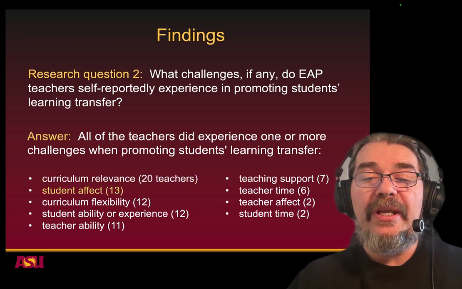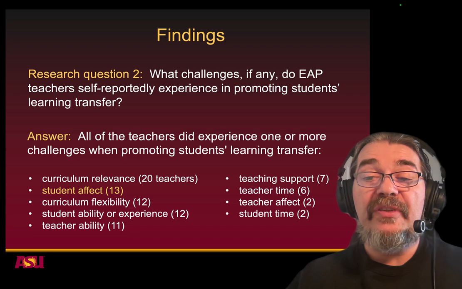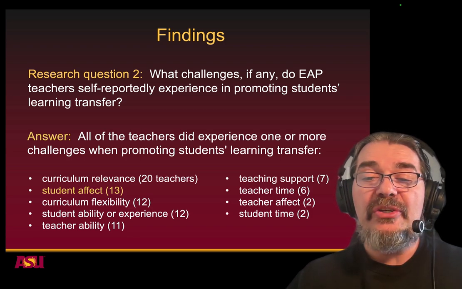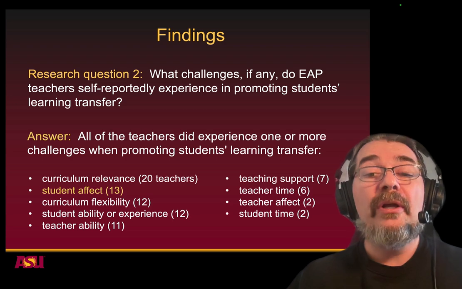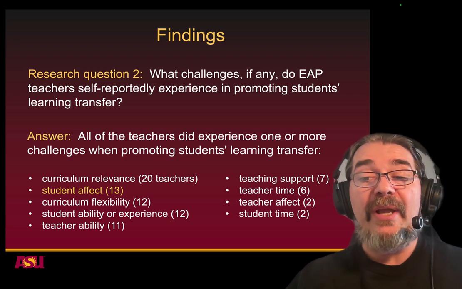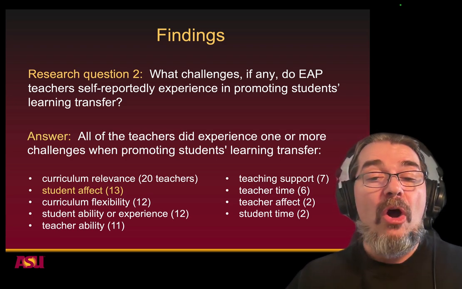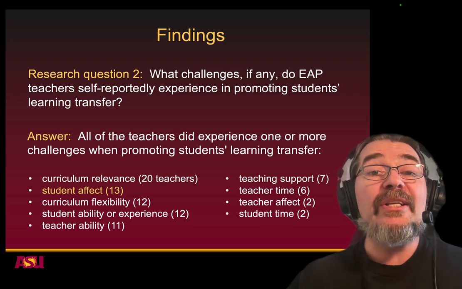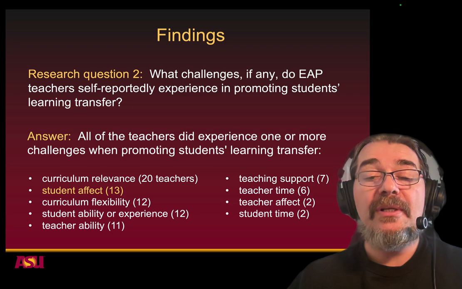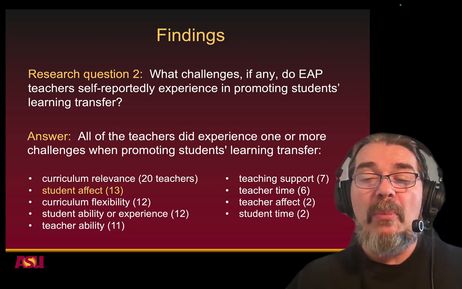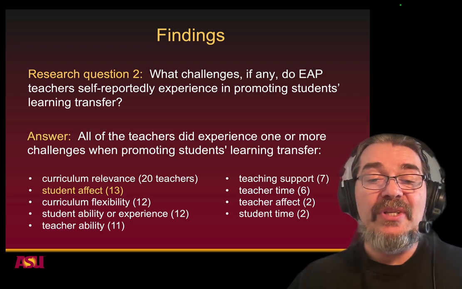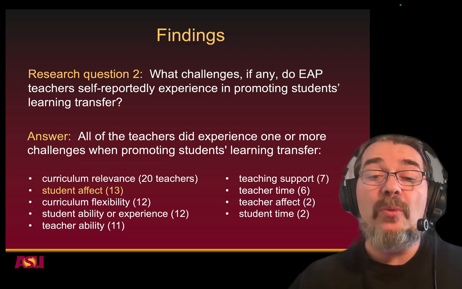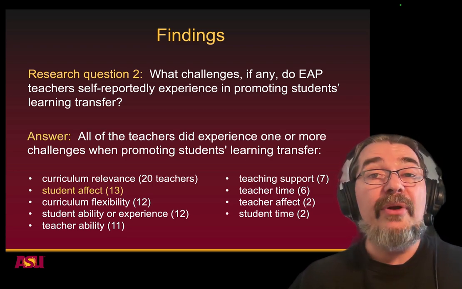The second category is student affect, and 13 of the teachers said they experienced this challenge. In other words, these teachers said that their efforts to promote transfer were influenced by students' affective reactions to the EAP course. Almost all of these reports were about students' limited motivation to learn and transfer learning from the EAP course. This category also included reports about students' reactions to particular kinds of class activities. More specifically, that students disliked working collaboratively or were afraid of writing.